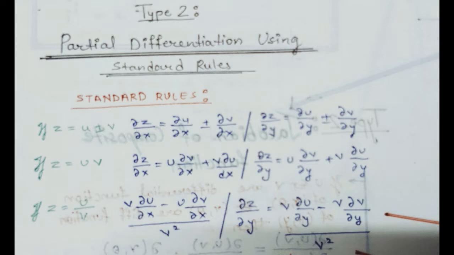I will repeat it once again: dou z upon dou x equals dou u upon dou x plus or minus dou v upon dou x, and dou z by dou y can be written as dou u upon dou y plus or minus dou v upon dou y.